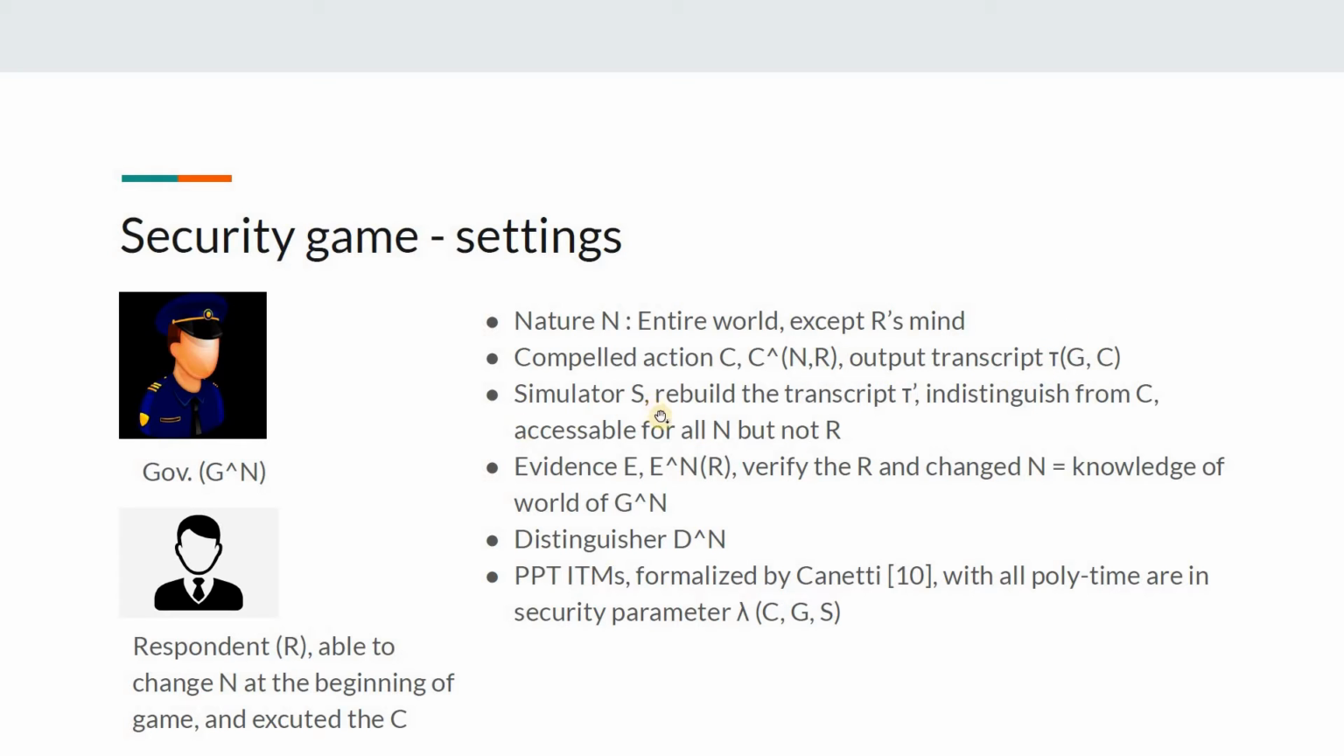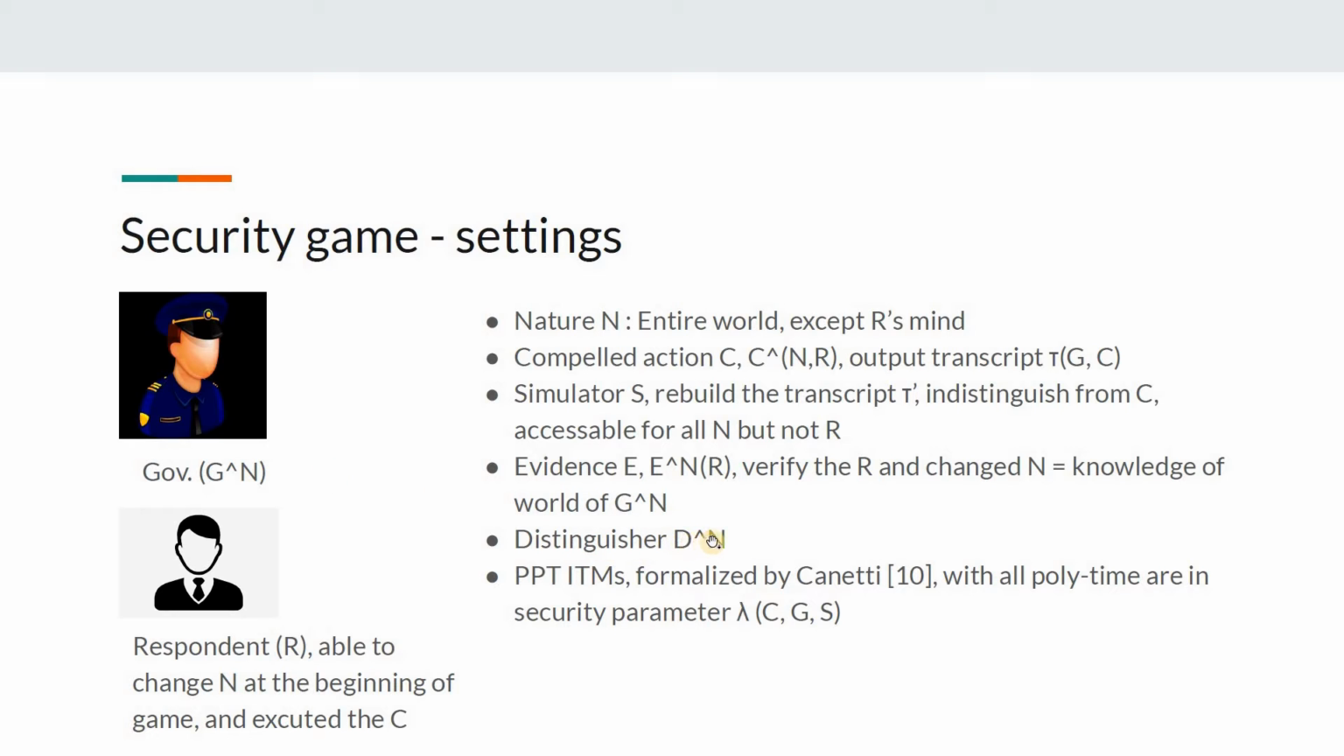A simulator, and also we have a simulator, we build a transcript tau dash, which is indexable from C and accessible for all the nature but not for the respondent. The verifier verifies the respondent and changed nature equal to the knowledge of the government.